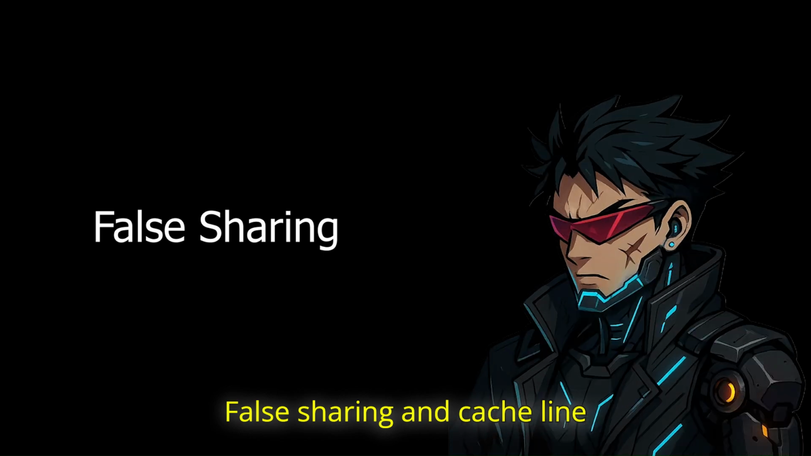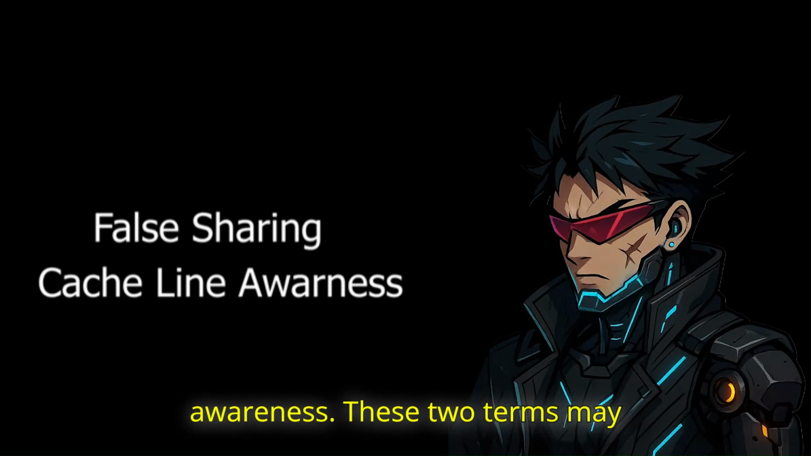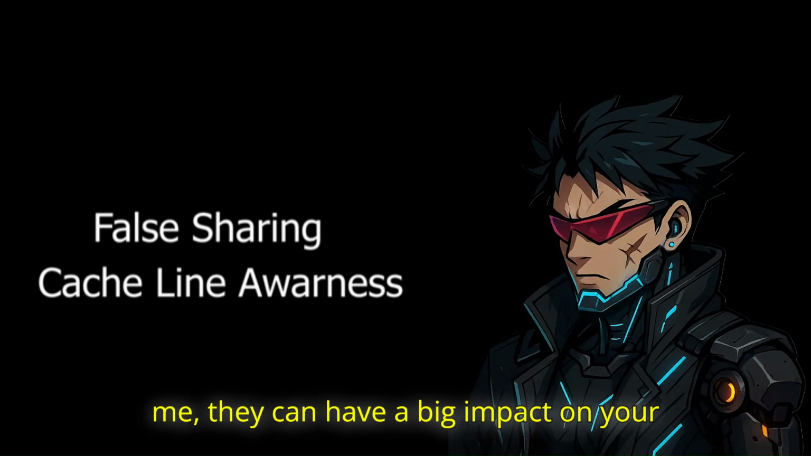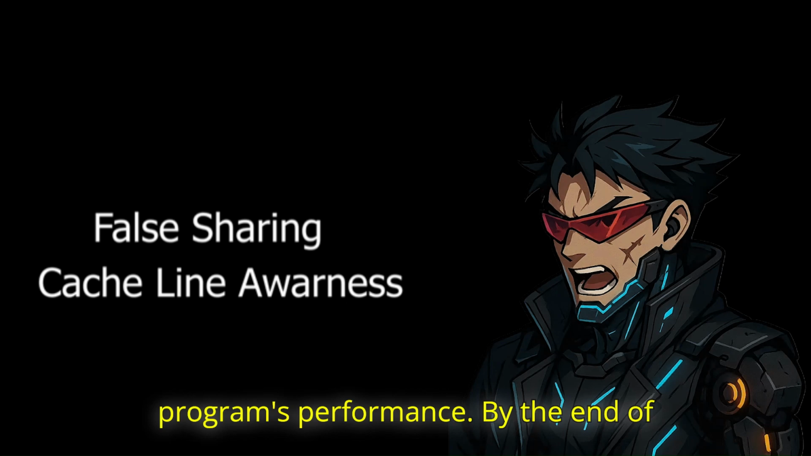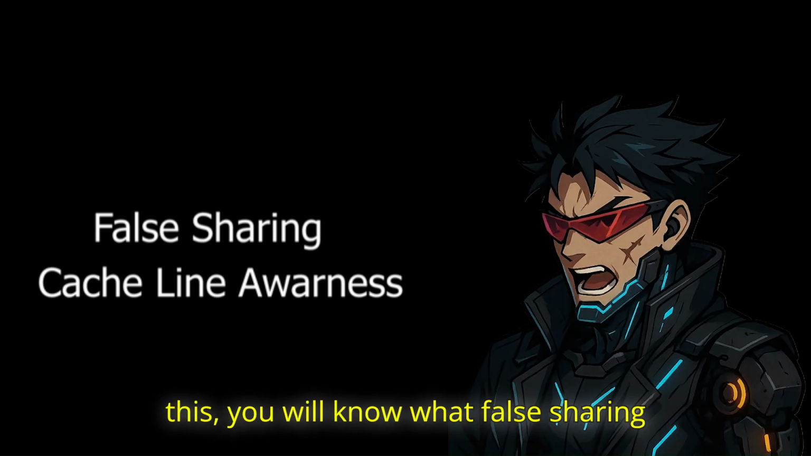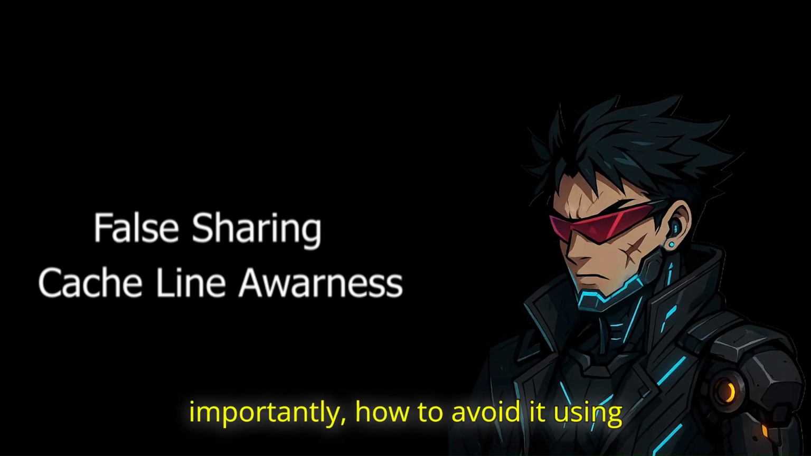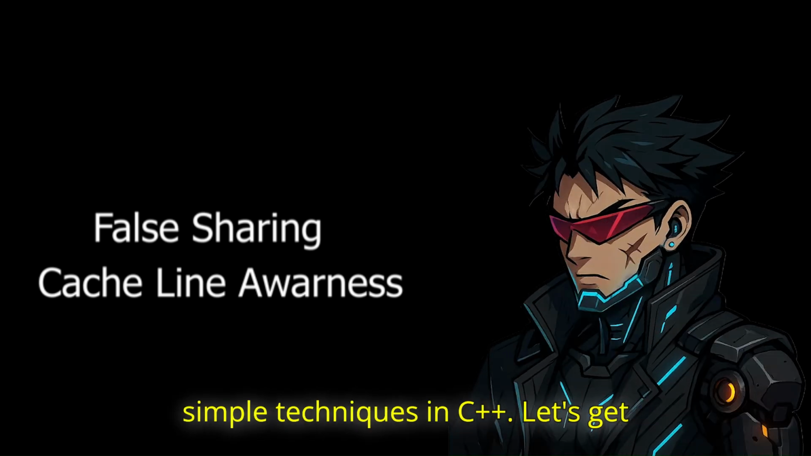Today we are diving into a topic that's super important when working with multi-threaded C++ programs: false sharing and cache line awareness. These two terms may sound like academic details, but trust me, they can have a big impact on your program's performance. By the end of this, you will know what false sharing is, how it happens, and most importantly, how to avoid it using simple techniques in C++.